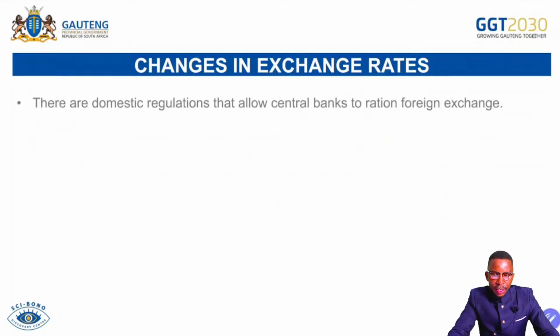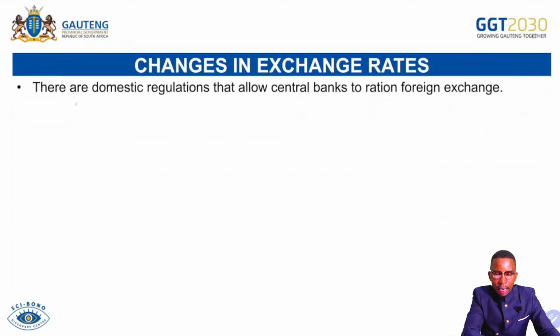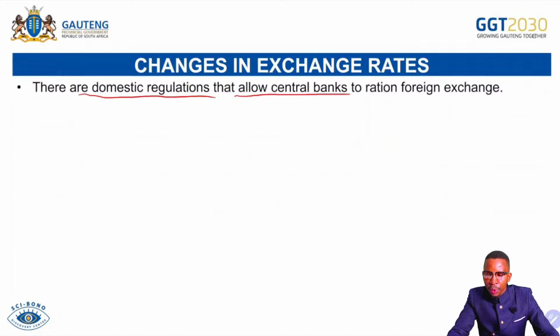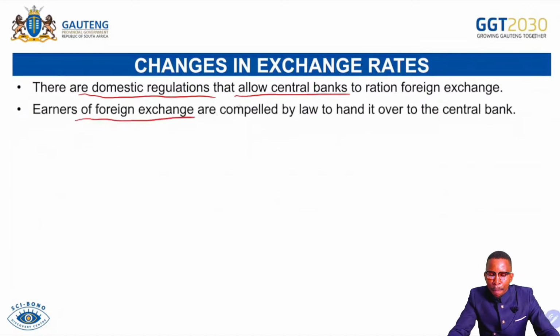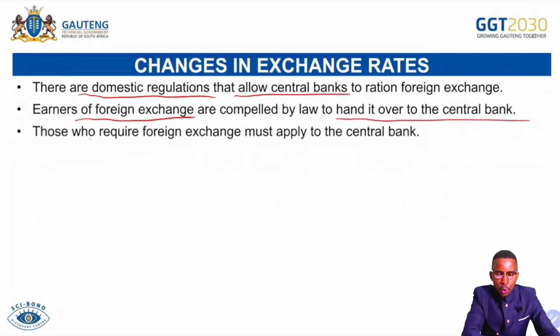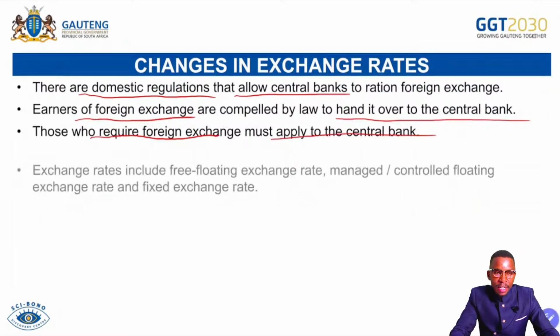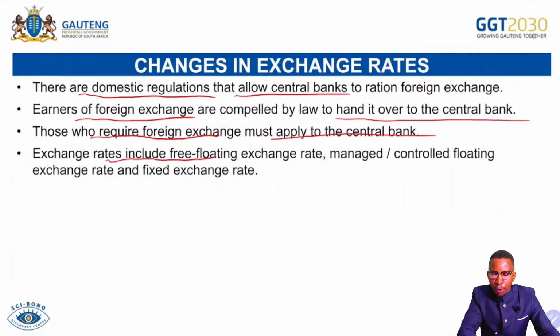And then exchange rate. There are domestic regulations that allow central banks to ration foreign exchange. So earners of foreign exchange are compelled by law to hand over those currencies to the central bank. Those who require foreign exchange must apply to the central bank to obtain the foreign currencies. Exchange rates include the free floating exchange rate, the managed or controlled floating exchange rate, as well as the fixed exchange rate.